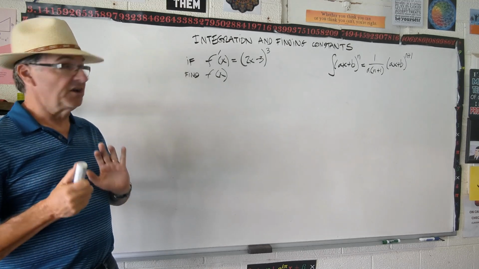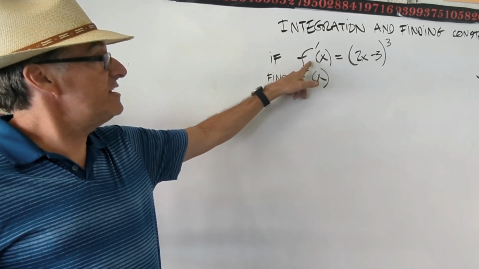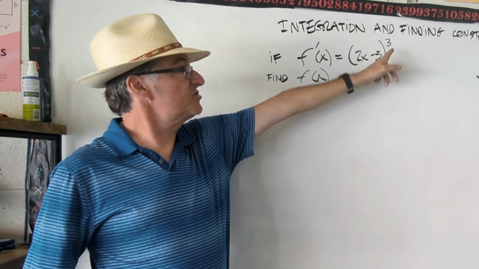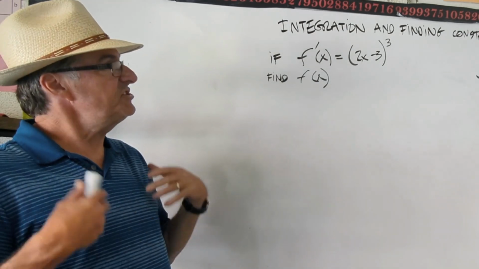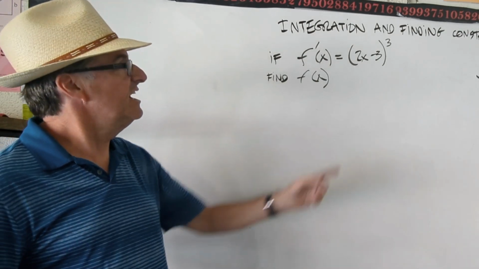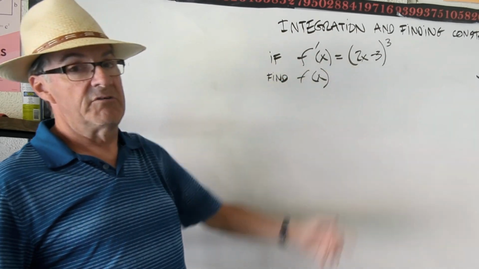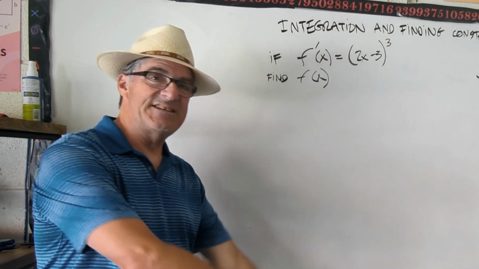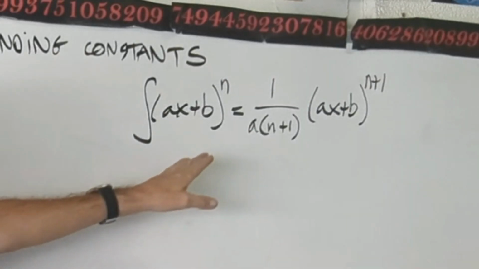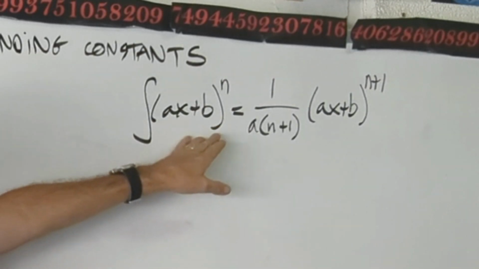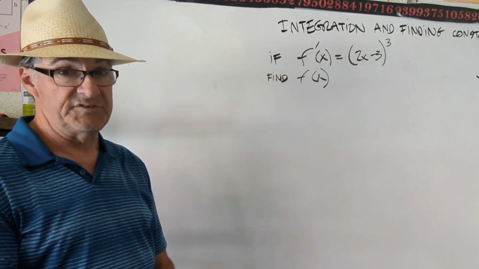But let's start here. If f prime of x, the derivative of f of x, is (2x minus 3) to the third power, find f of x. This is just another way of saying take the integral of (2x minus 3) to the third power. Remember, integration is anti-derivation. This is our rule for that. I reproduced that up here so we could use it nice and quick. Go ahead and take the integral of that so we can find out what f of x equals.